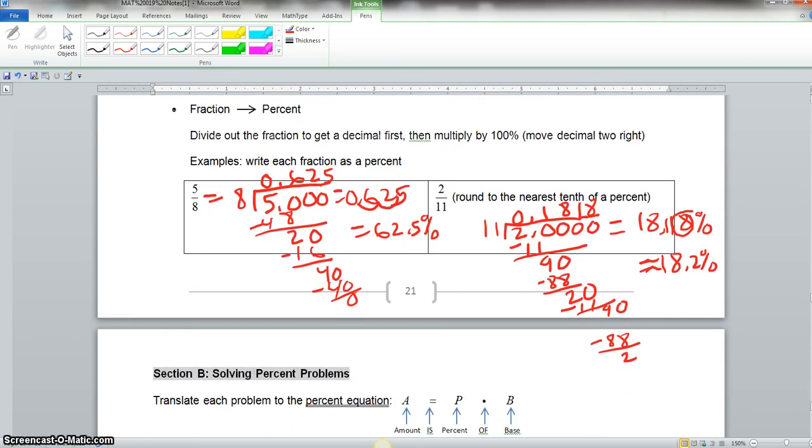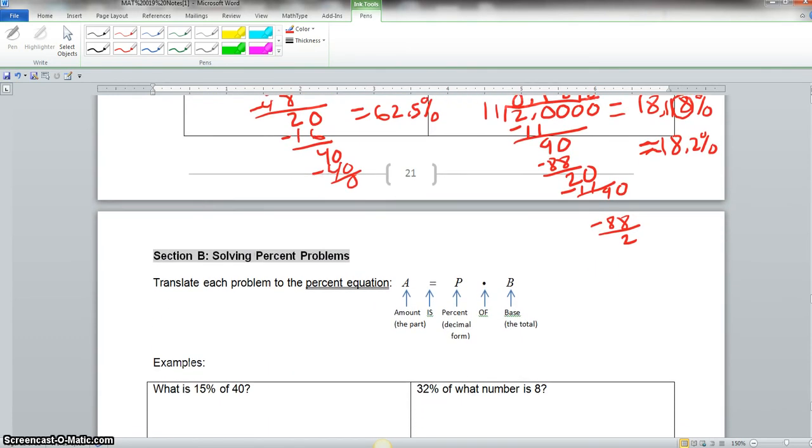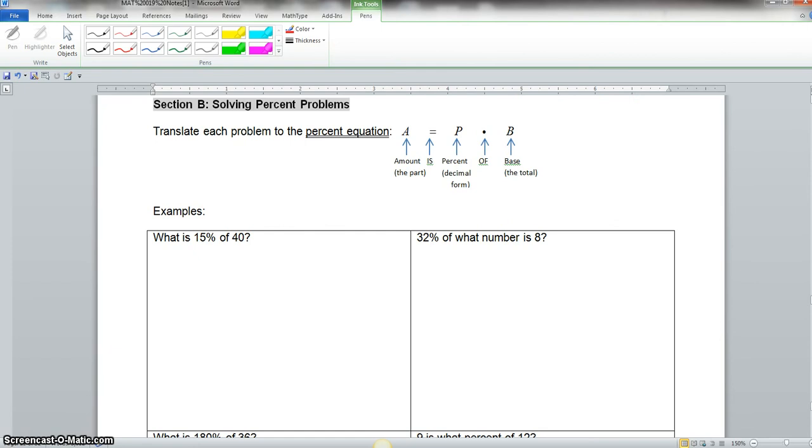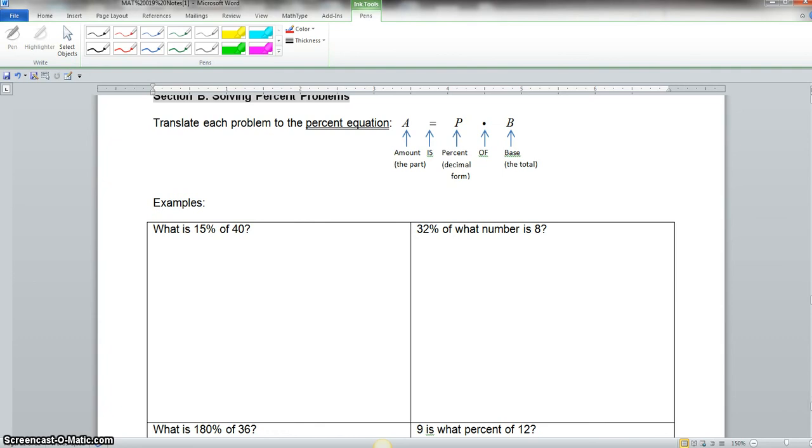Now we scroll down. It says solving percent problems. Translate each problem to the percent equation. We have A equals P times B. Okay, now, so A is the amount, is equals, percent is, you will put that in decimal form, of means multiplication, and B is the base, which is the total.